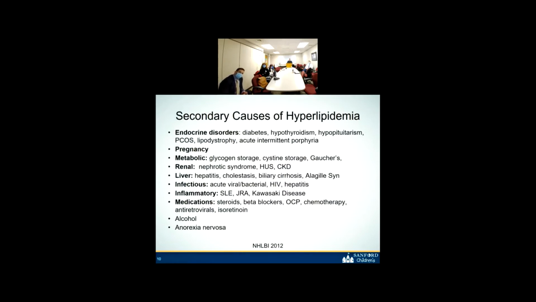Secondary causes of hyperlipidemia, I won't go through all of them, but again, we're dealing with endocrine disorders, pregnancy, metabolic disorders, kidney disorders, liver, infectious. So again, if you obtain a lipid panel during an acute infection, expect some derangement. Inflammatory processes, medications such as steroids, beta blockers, OCPs, chemotherapies, those are all important to know. If you have a patient who is an alcoholic or has a lot of issues with intoxication, acute intoxication will also drive up your numbers, and anorexia nervosa as well.